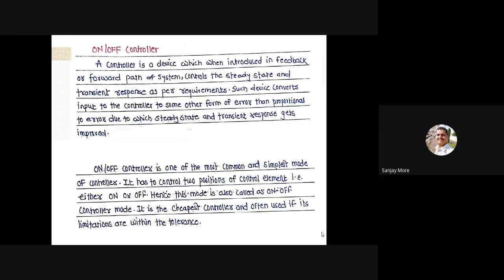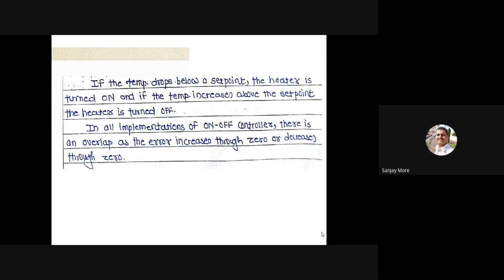First one is the on-off controller. This is the simplest form of controller. It controls only two positions, one is on and the second is off. So this is the cheapest type of controller, and its use is limited to within the tolerance.